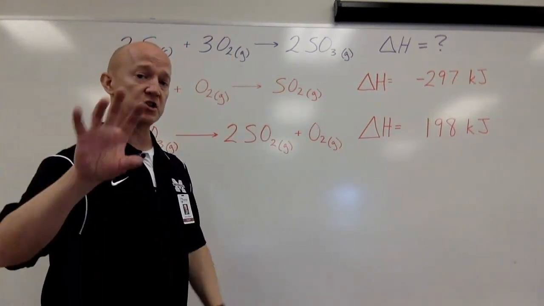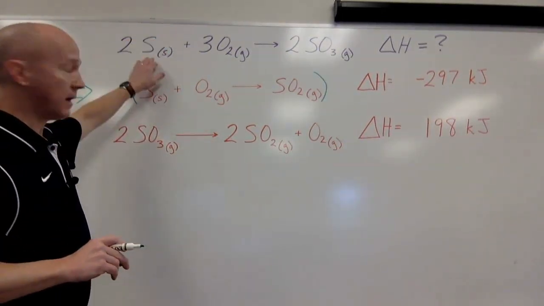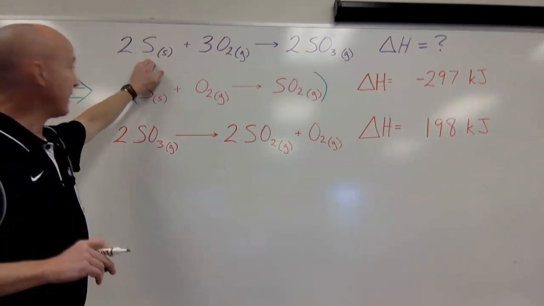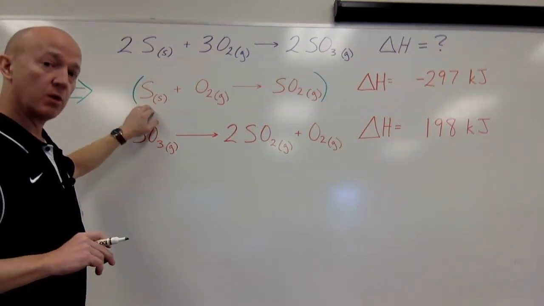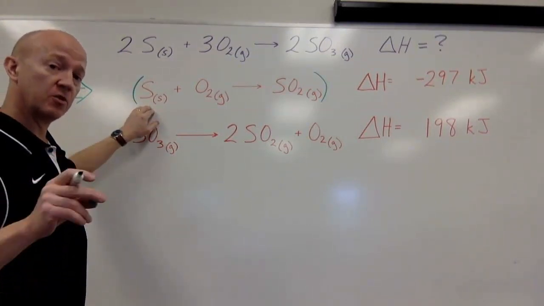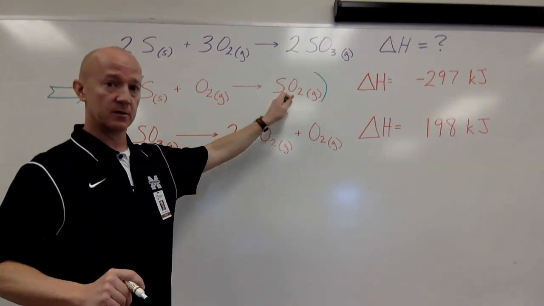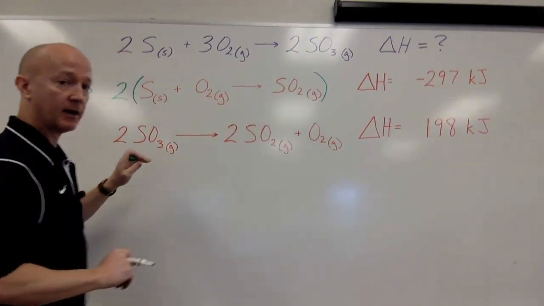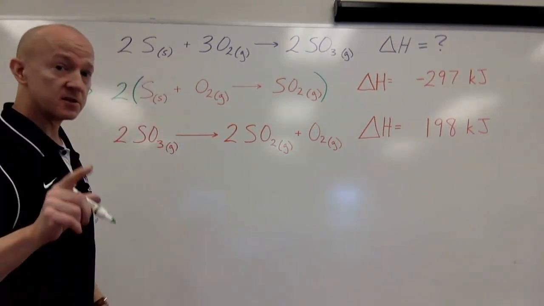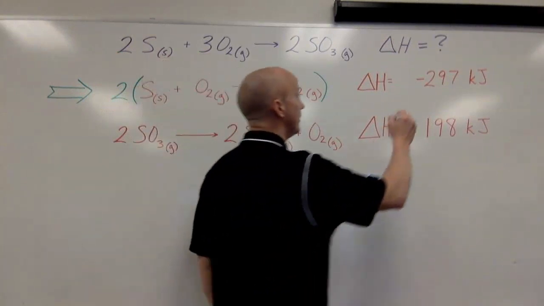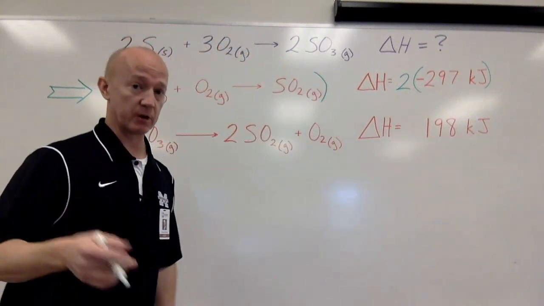It's going to take a little bit of changing around. So watch this. Now, I notice that in my desired equation, I have 2 moles of sulfur that I need, and in this reaction, there's only 1 mole of sulfur. So what I'm going to do is multiply this entire reaction by 2. That way I'll have 2 moles of sulfur to match my equation here. The thing is, if I do that, I also have to multiply this by 2. And so that's what I'll do.